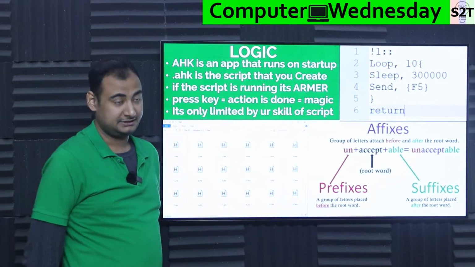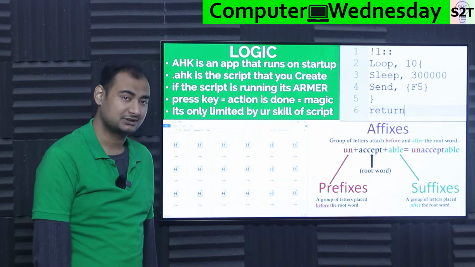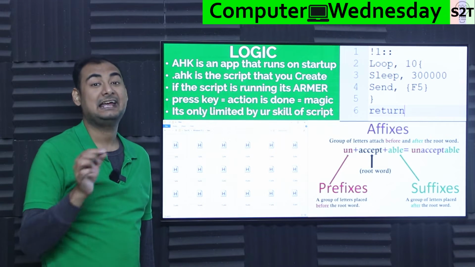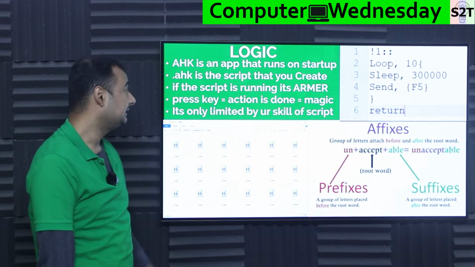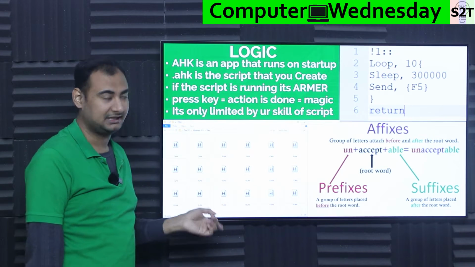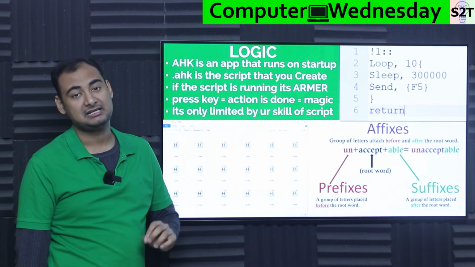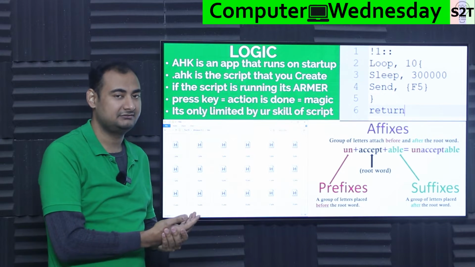Now, what's the logic behind it? Here's the deal. Right now, you can just go online and download a lot of AutoHotkey scripts, but they won't work because AutoHotkey is an application. Let that be very clear. It's an application you run on your system, and the .ahk files that you see on the World Wide Web are the script files. But script files directly do not work with Windows. Let that be very clear.